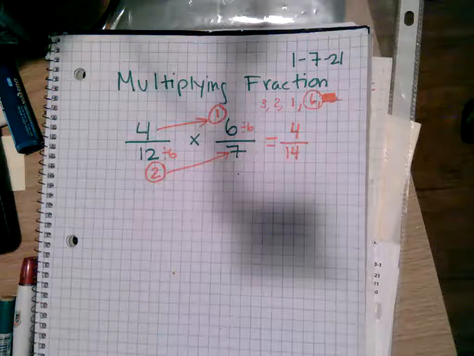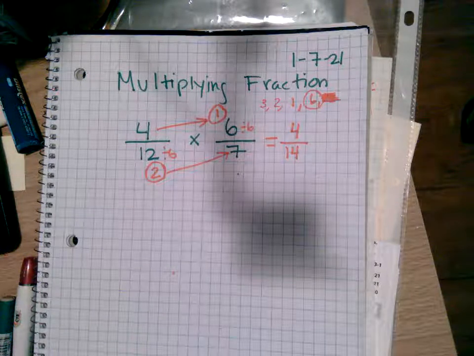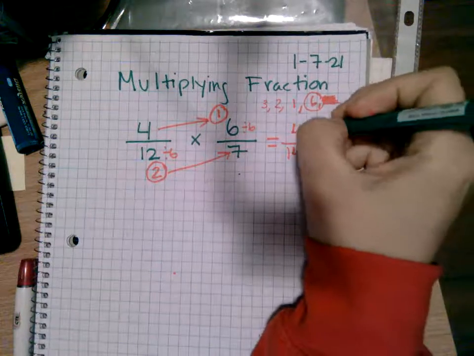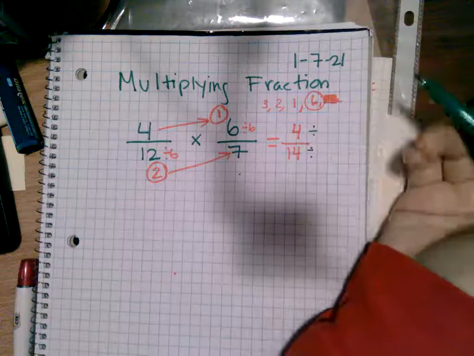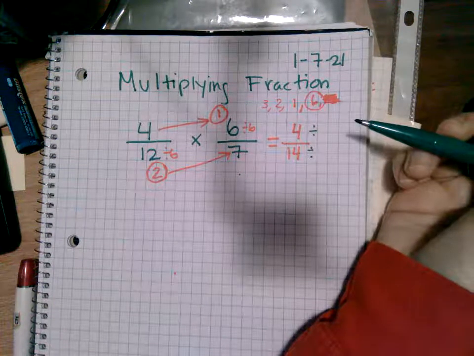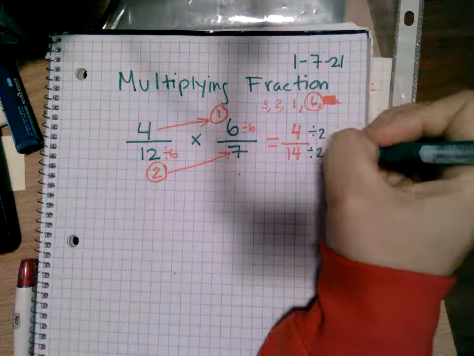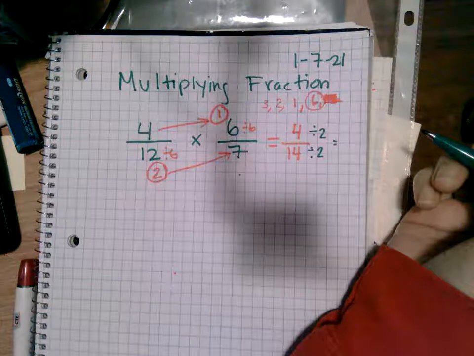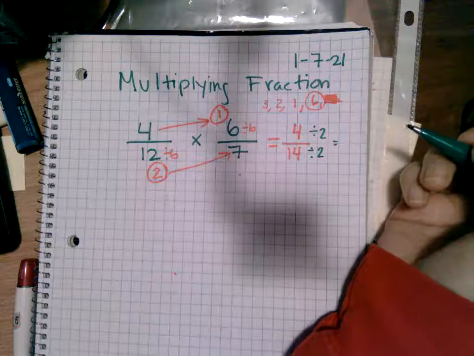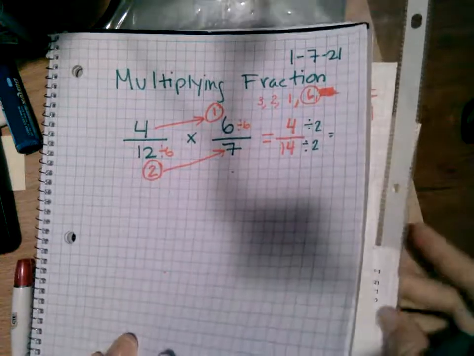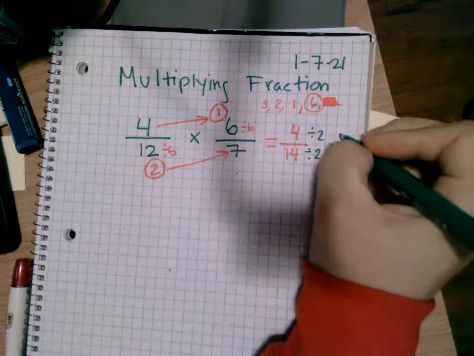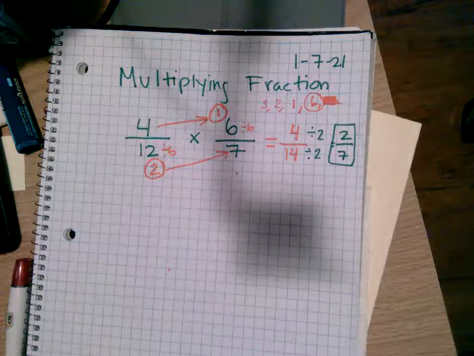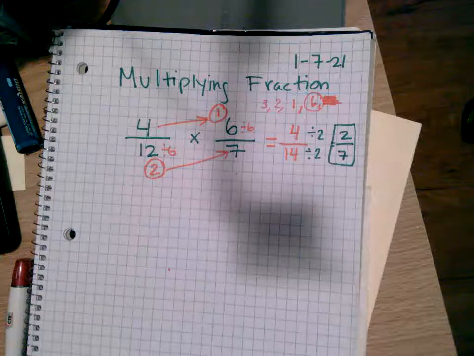Okay. And we should have been done, but we're not done, right? Because I can still simplify 4 and 14. What can I divide 4 and 14 by? 2. What do we get? 2 over 7. And that's your final answer. So sometimes you actually have to simplify a little bit more after, and that's okay too.